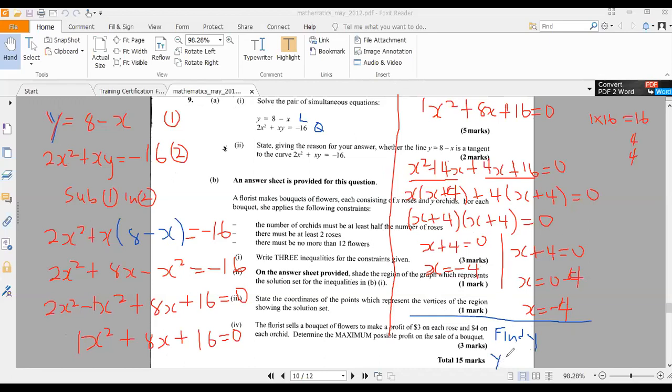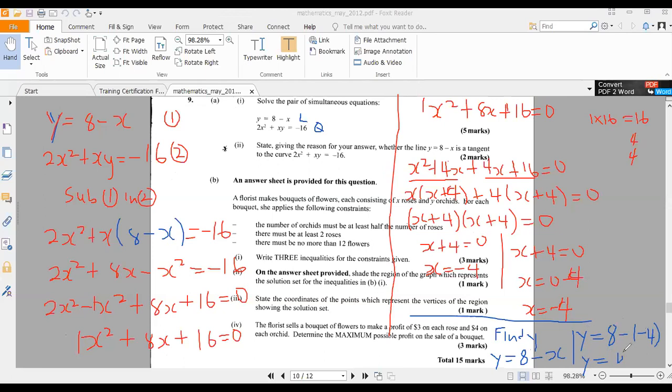y is equal to 8 minus x. So I'm going to get y is equal to 8 minus x. My x is negative 4, so I put minus negative 4. All right. Now, negative times negative gives me positive. You get 12.